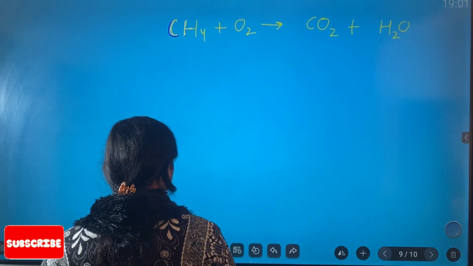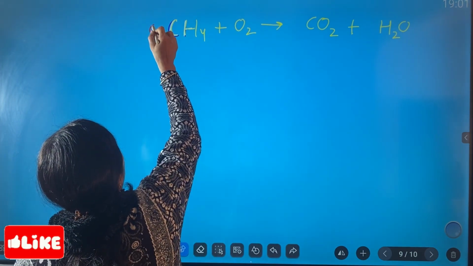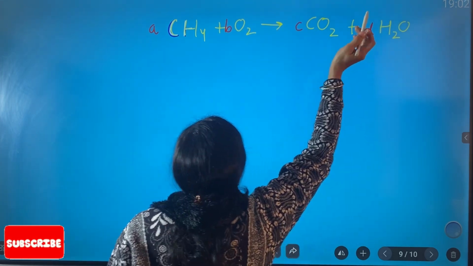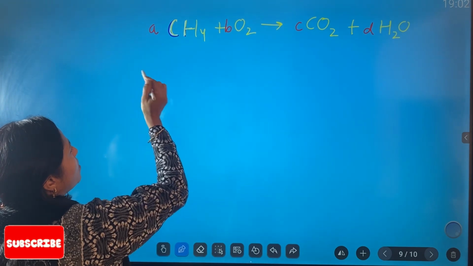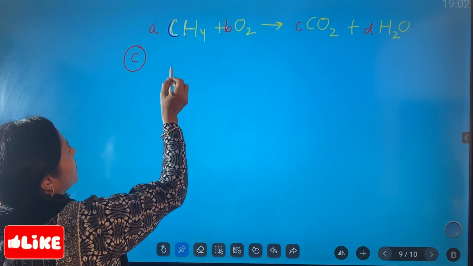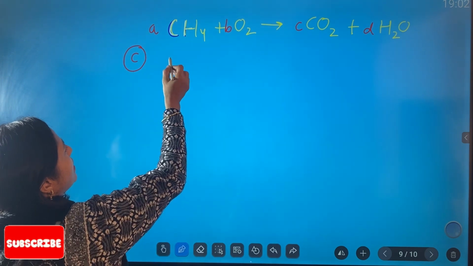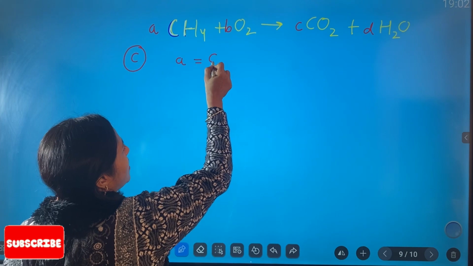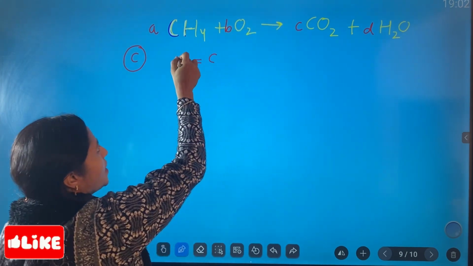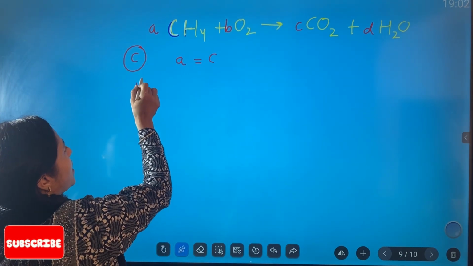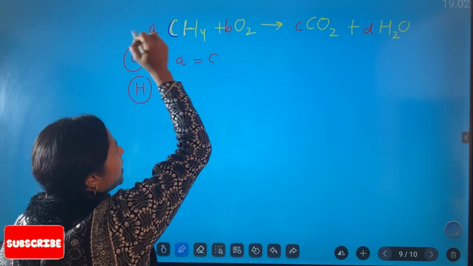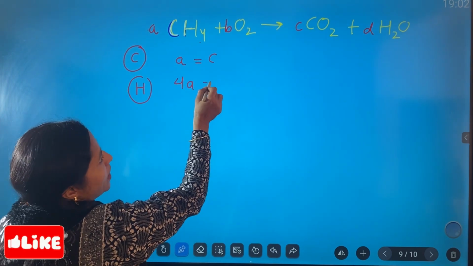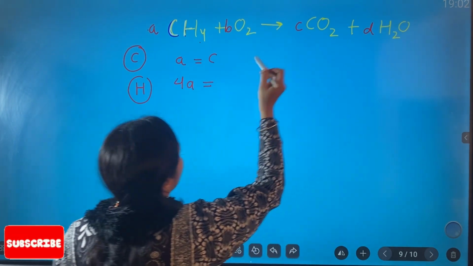So here what you will do, you will put A, B, C and D. Now just concentrate here. For carbon atoms you will be making the equations. So you will be writing A equals C, because on this side it is C. How many carbon atoms are there here? C. So A is equal to C. Now for hydrogen, we will look at this side. Here there are 4 atoms of hydrogen. We'll be multiplying it with A. So here we'll be putting it as 4A, and on this side hydrogen is 2D.